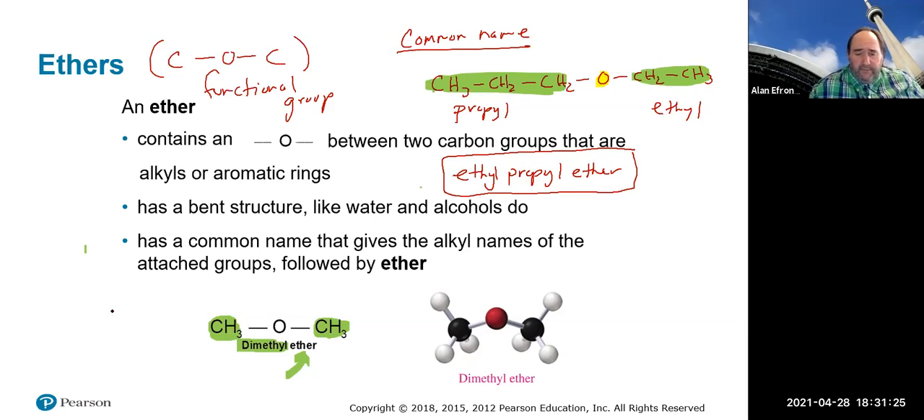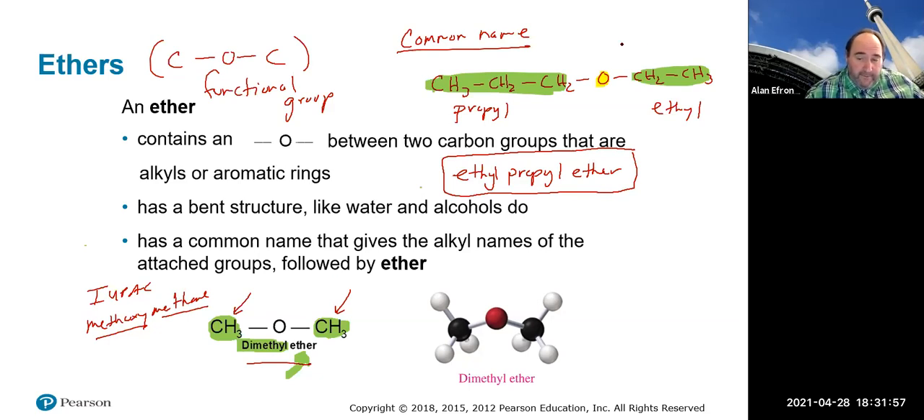In case you're curious what the IUPAC name would be for that, it is what is known as methoxymethane, which is why we much prefer these common names for this guy. How you get methoxymethane is the longest carbon group is 1 carbon, which is the methane part. This guy, we drop the YL part of methyl and put oxy on it, and that's where the methoxy part comes from in that particular case.